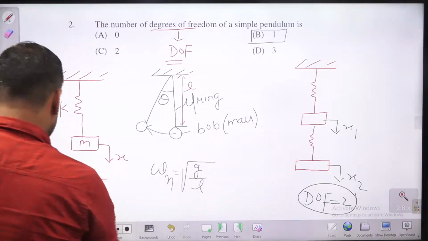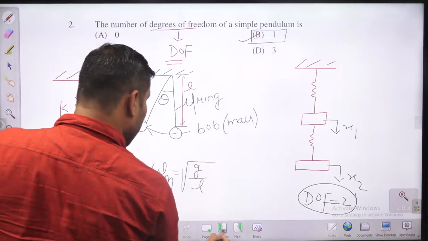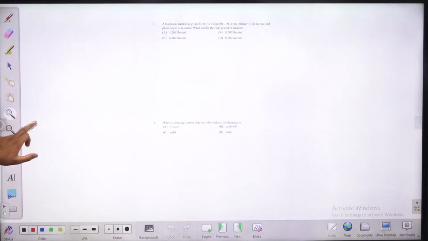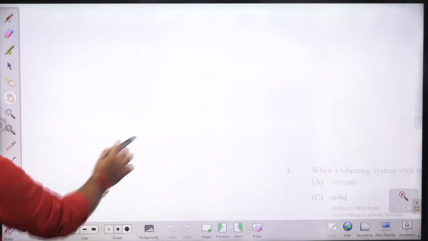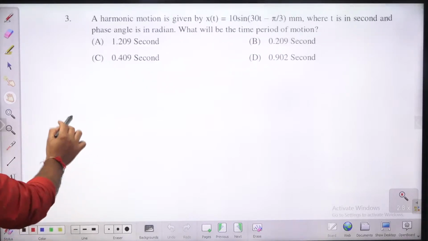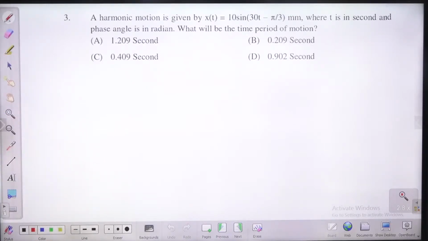Chaliye, let us move to the next question. For this question, B is the right answer. Let us move to the next question, guys. Question number 3. A harmonic motion is given, represented by this.